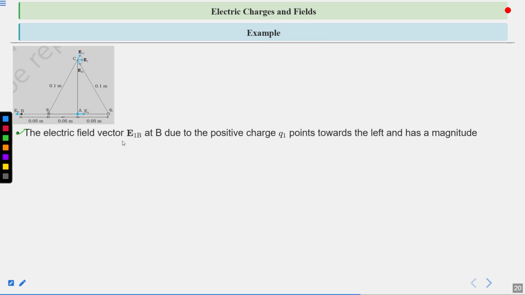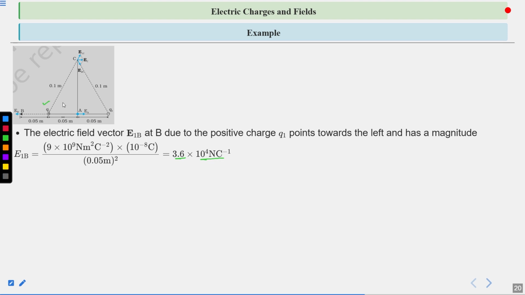So the electric field E1B at point B is positive due to positive charge Q1. It points towards the left and has magnitude E1B equal to 3.6 into 10 raised to the power 4 Newton per coulomb.